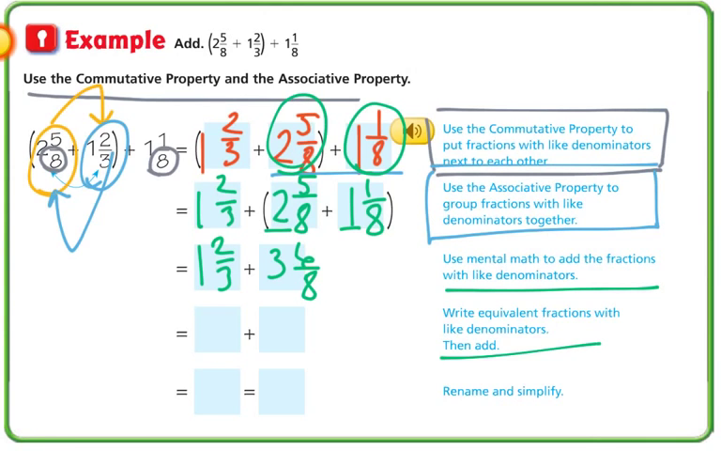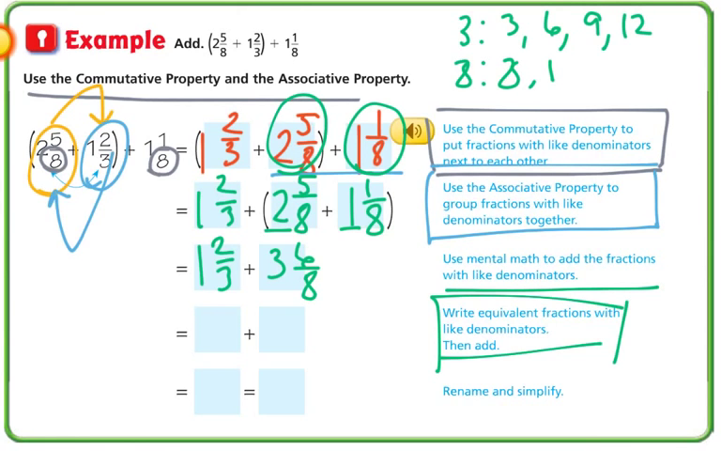Now it says write equivalent fractions with like denominators and then add. So what we have to think to ourselves, boys and girls, is what common multiples do 3 and 8 have? So we have 3, 6, 9, 12. Then we have 8. So as we list the multiples, we see that 24 is a common multiple.